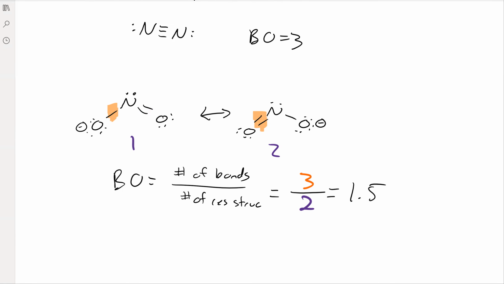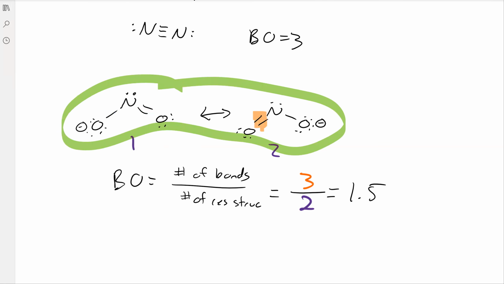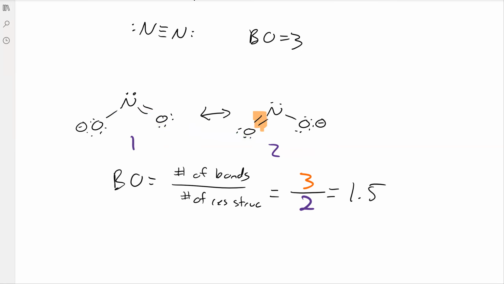And that makes total sense. Since these are equally good, this resonance structure shows 1 bond, this one shows 2. If you think about the average there, it's 1.5. So even though we draw it like this, we understand that it's really more that delocalized picture where our bond order here is 1.5.